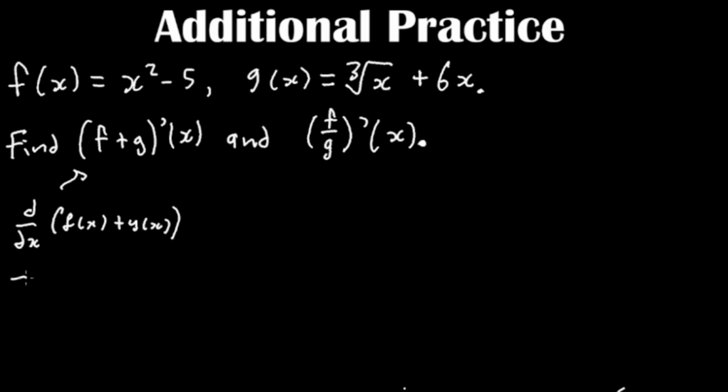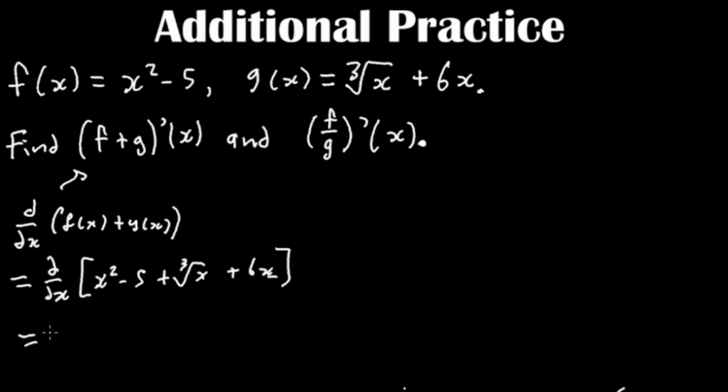So, that's going to be the derivative of x squared minus 5 plus g. So that'd be cube root x plus 6x. So this is just our sum rule, because we can just differentiate all these terms separately and add them up. So 2x, that's the derivative of x squared, minus 5, this will just go away. The derivative of x to the 1/3 power, cube root x is x to the 1/3.